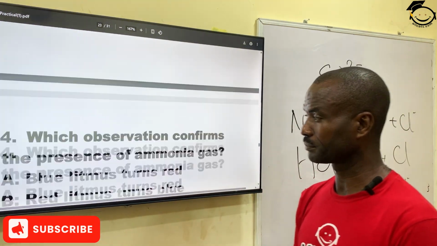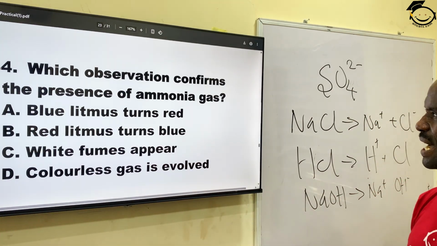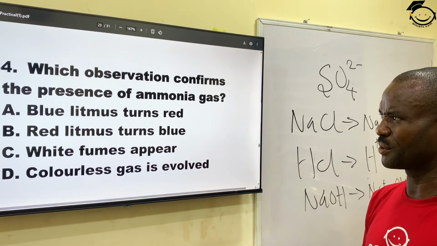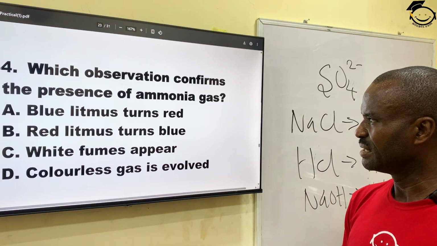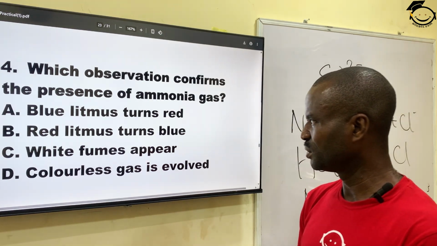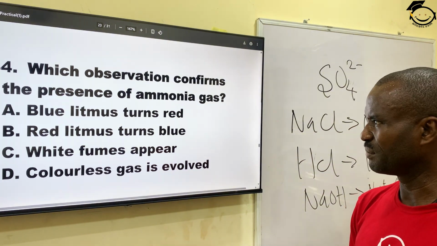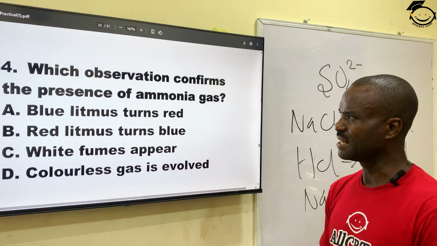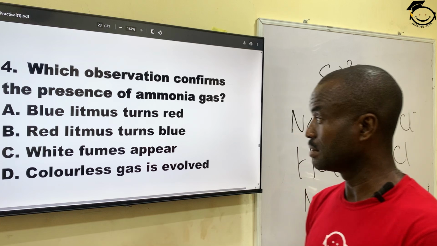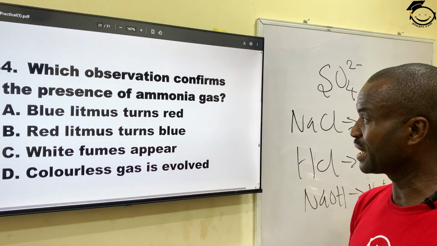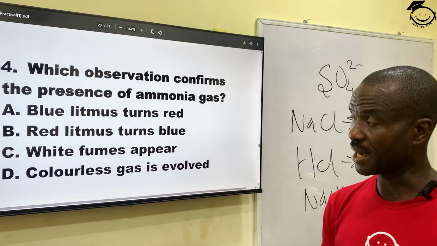44. Which observation confirms the presence of ammonia gas? How do you confirm ammonia gas in the laboratory? A, it turns blue litmus paper red. B, red litmus paper turns blue. C, white fumes appear. D, colorless gas is evolved. Ammonia is a gas that is basic to litmus, so it will turn red litmus paper blue. So the correct answer is B.